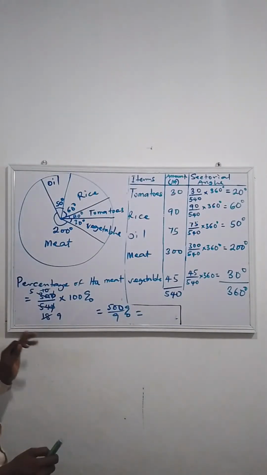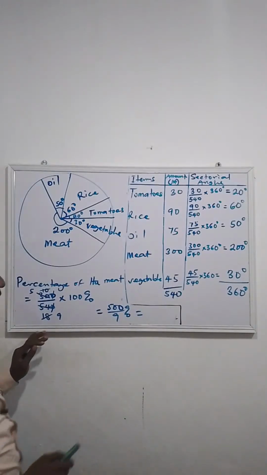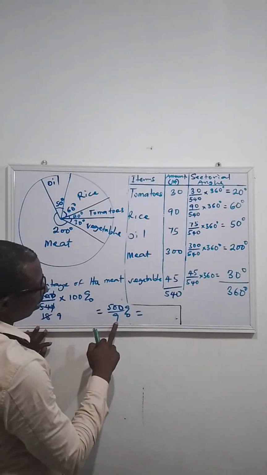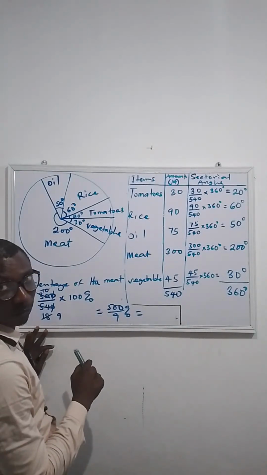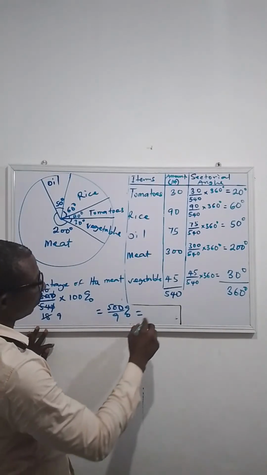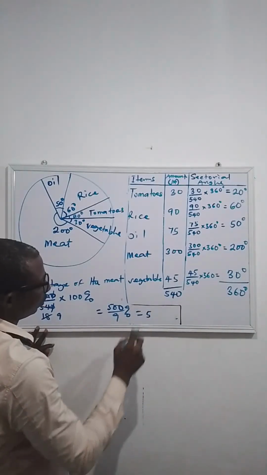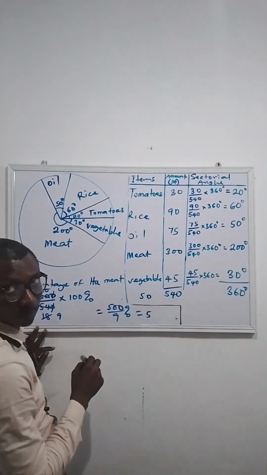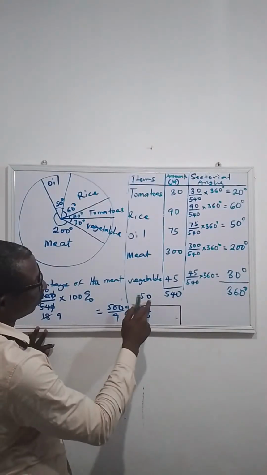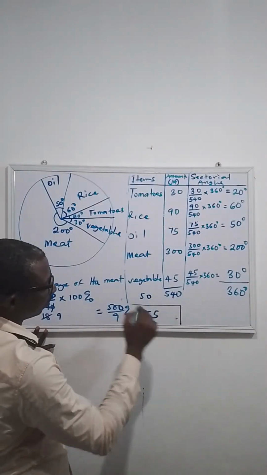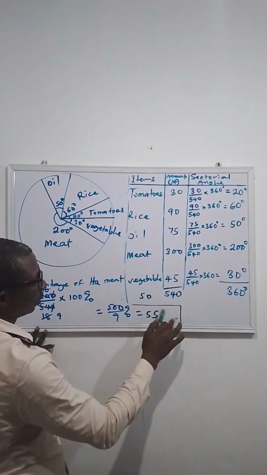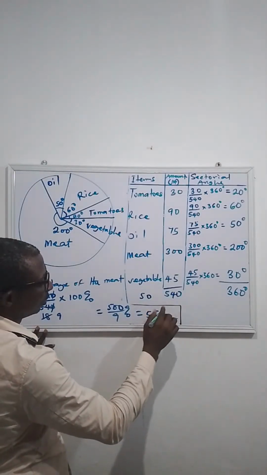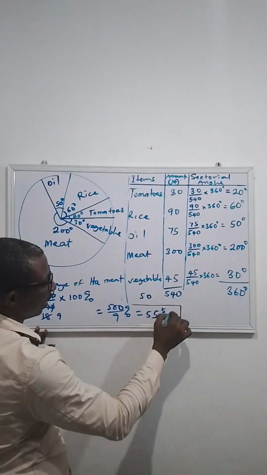So can we simplify this? Okay. So now, how many 9s are you going to see in 50? That is going to be 5. So it remains 5. Okay. So how many 9s are you going to see here? It's going to be 5. It will also remain 5. So the remainder is 5 over 9%.